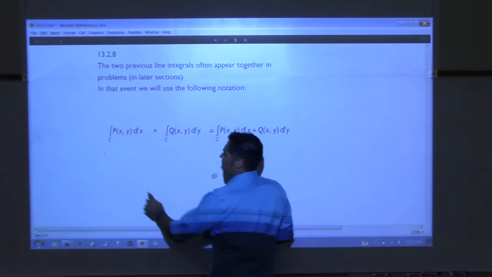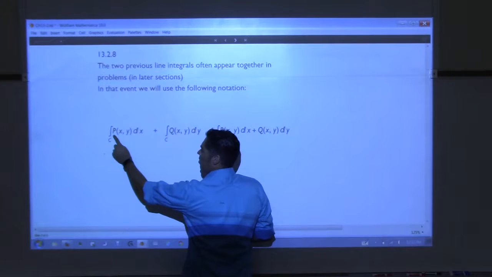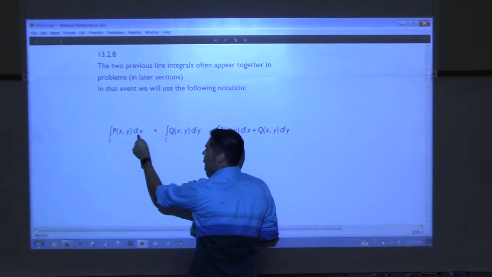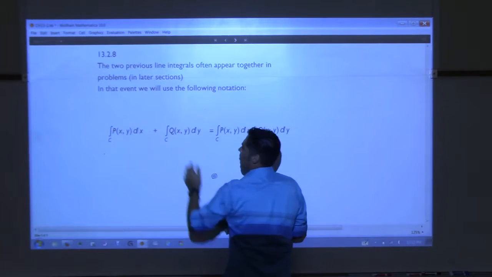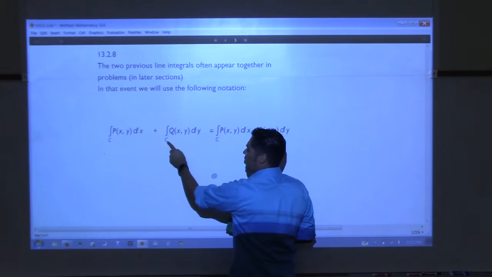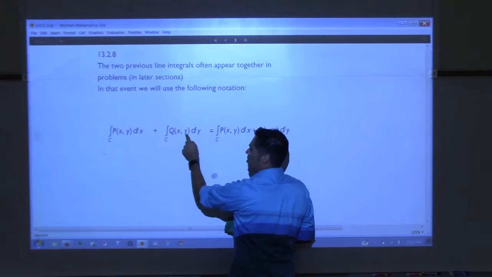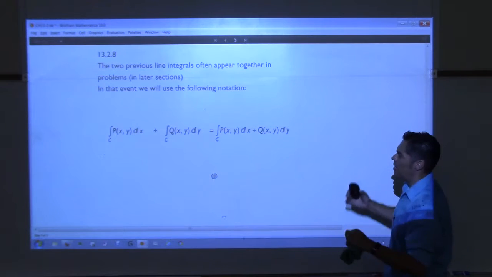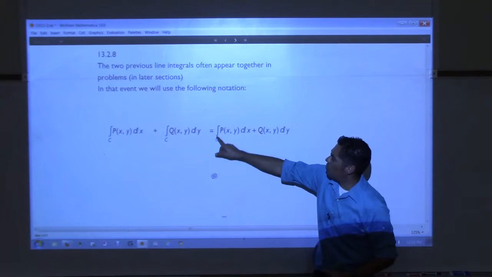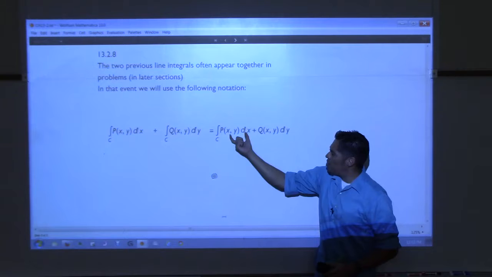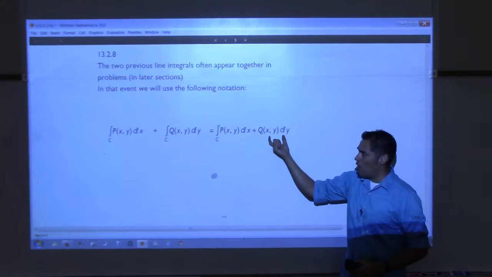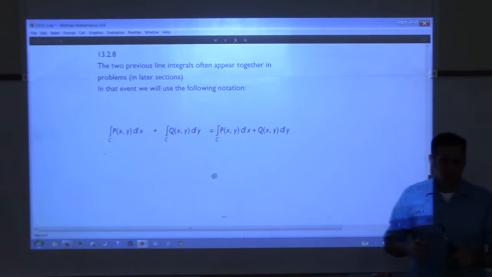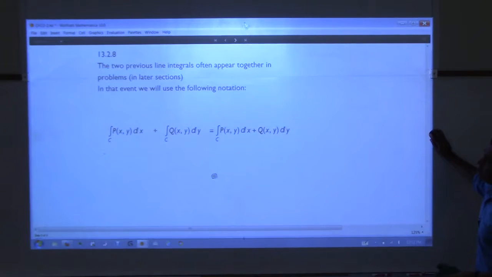So if you have the line integral along C, and instead of using f, I'm using P of xy with respect to x, plus the line integral along the same curve C of Q of xy with respect to y, this is equal to this. This is just notation. If you see a single integral with a function with respect to x plus a function with respect to y, it means you split it up into two line integrals separately. But one of them is with respect to x and one of them is with respect to y.